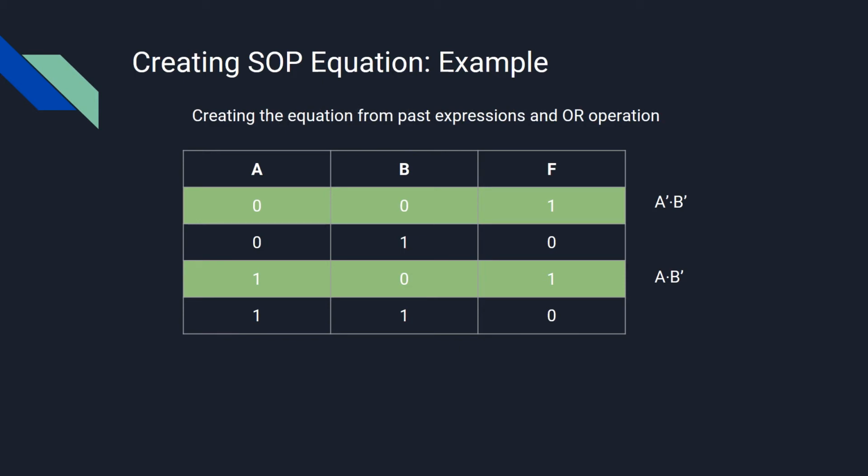Finally, we will use an OR operation to complete the equation. We take the two equations we wrote down on the side of the column and combine them as shown. F equals A not and B not, or A and B not.